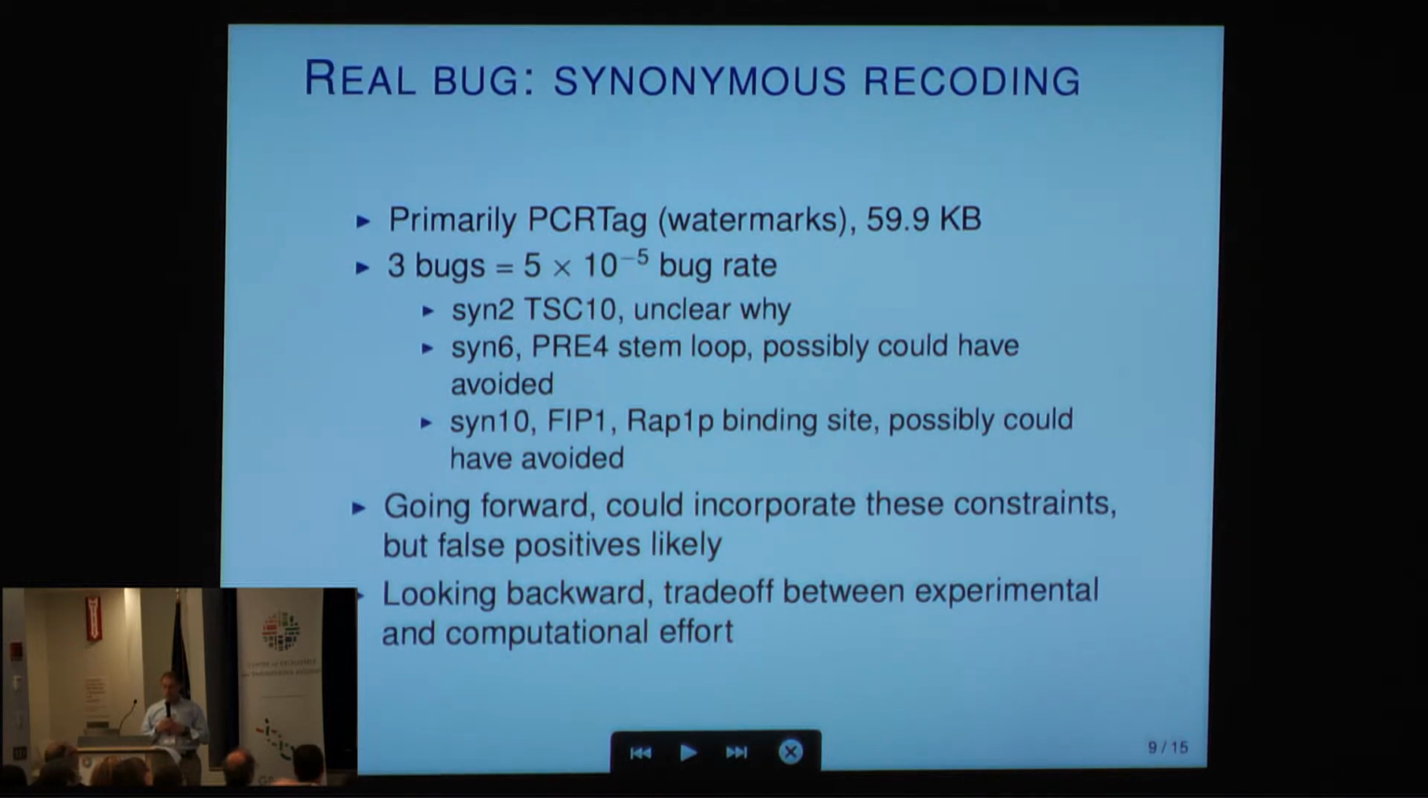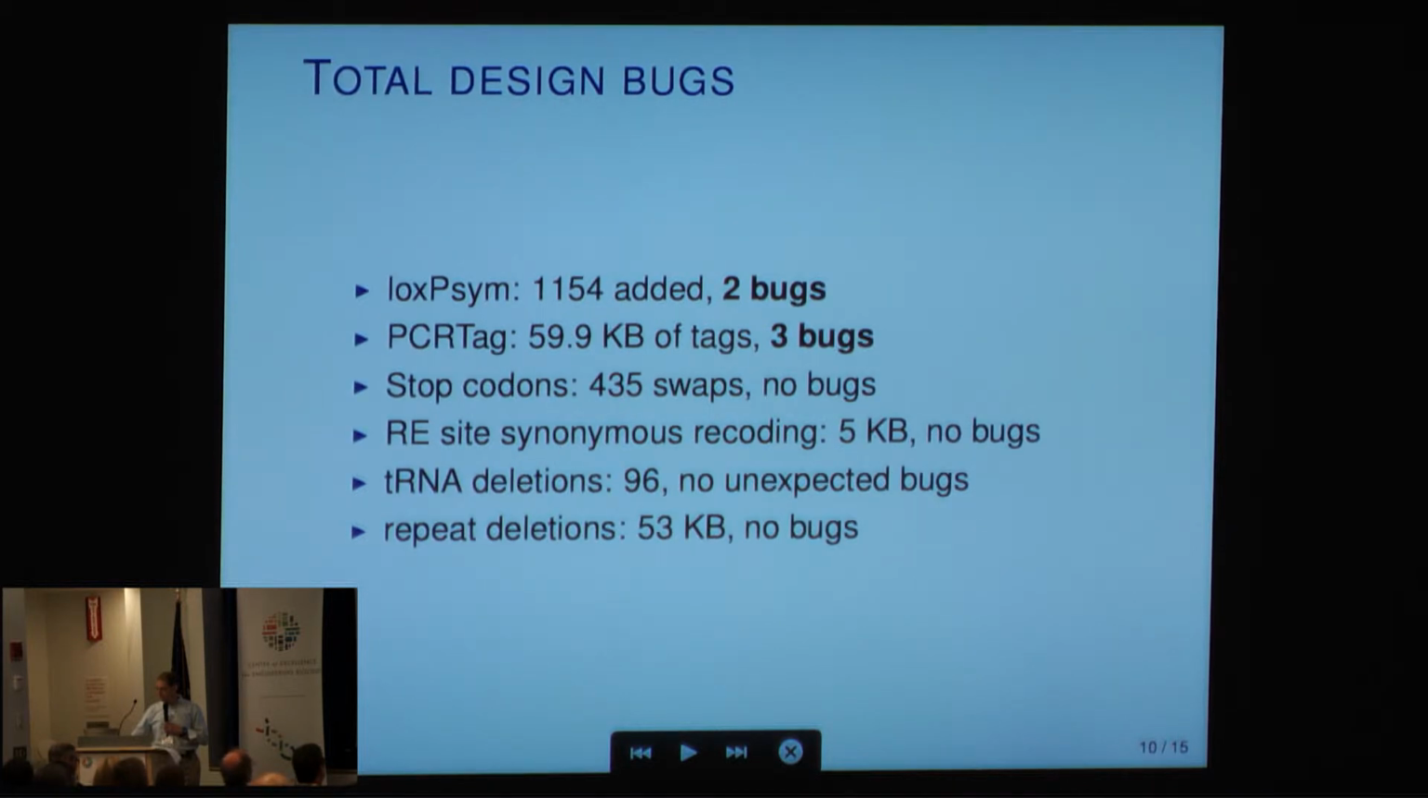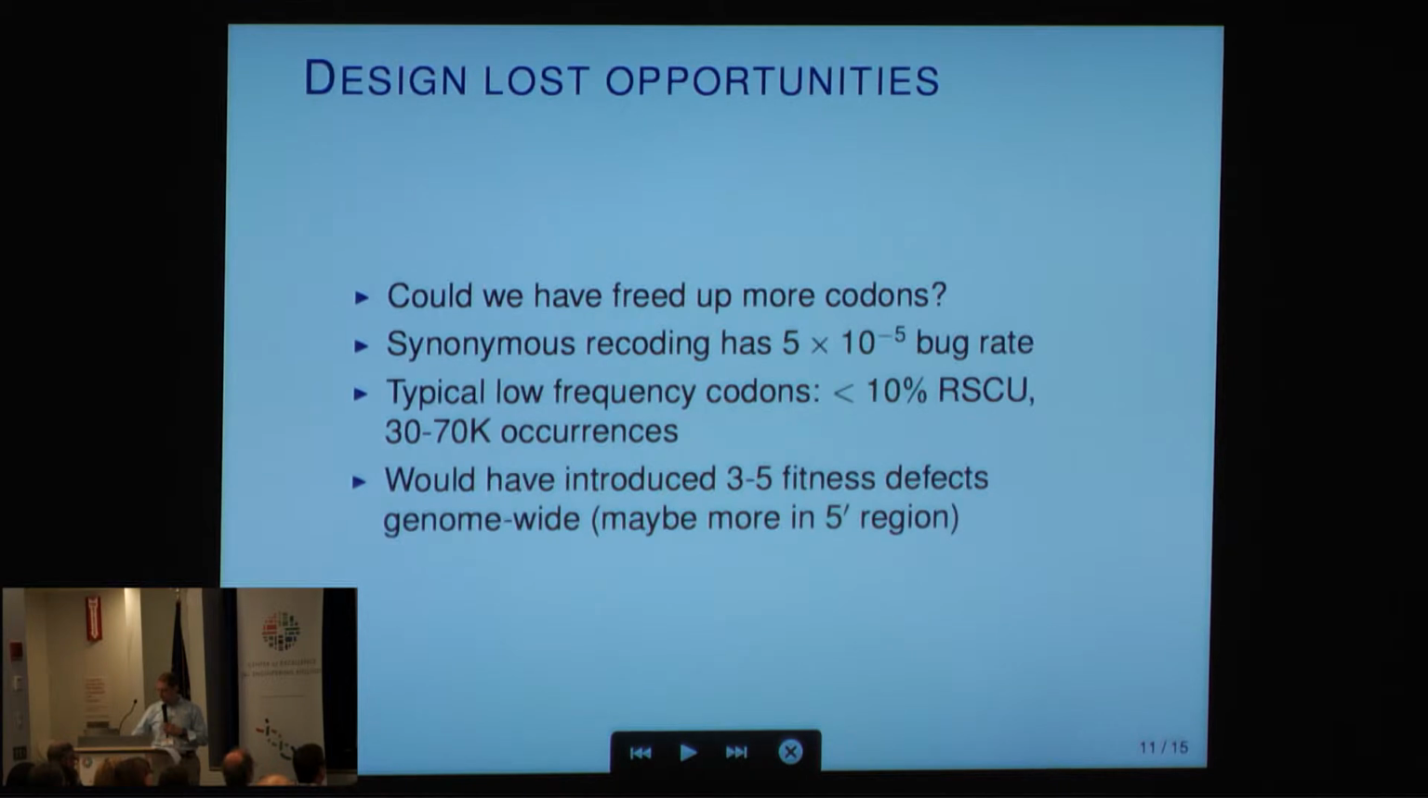One of these, it's unclear why. One of them possibly a stem loop, possibly could have been avoided. And the other introduces a RAP1P binding site. RAP1P then downregulates transcription. Going forward, we could have incorporated these constraints, but we probably would have had false positives. It's a trade-off between experimental and computational effort. So in this whole project, 5 bugs. No bugs with the stop codon swaps, tRNA deletions, or repeat deletions.